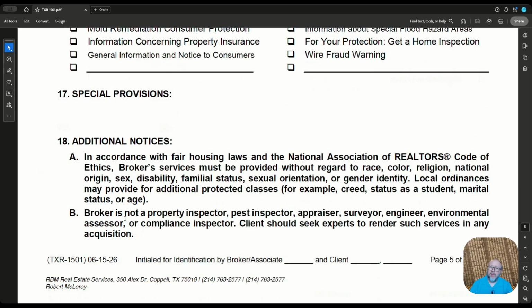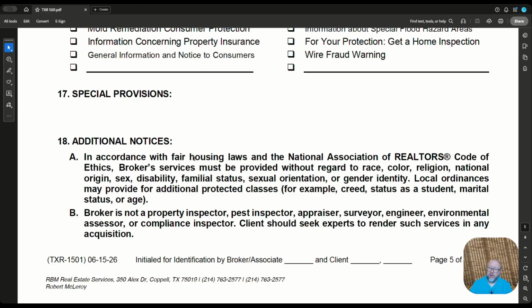I like this statement about what broker is not: property inspector, pest inspector, so on and so forth. So that's always great. And frankly, even if the broker is those things, in any given transaction, you are only ever one thing. So if you're a broker and an appraiser, you're not going to be both of those in the same transaction.